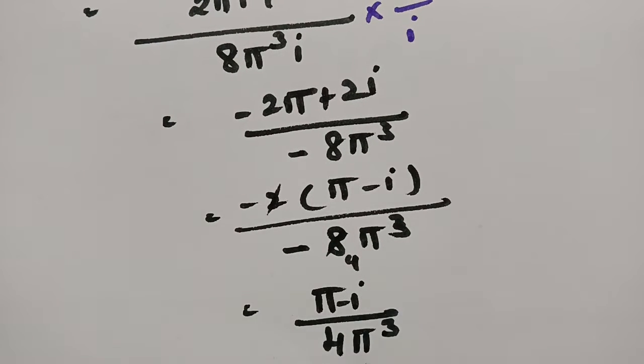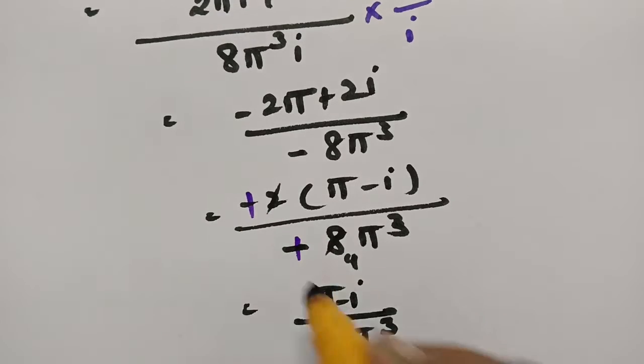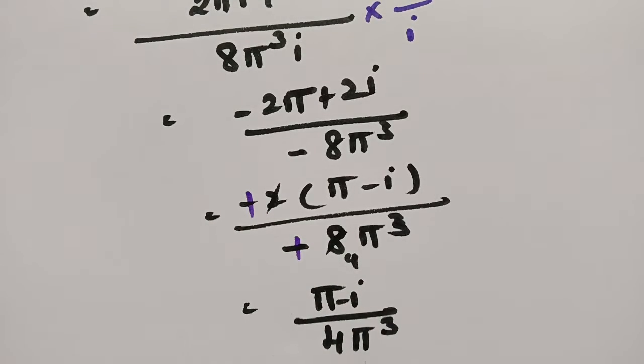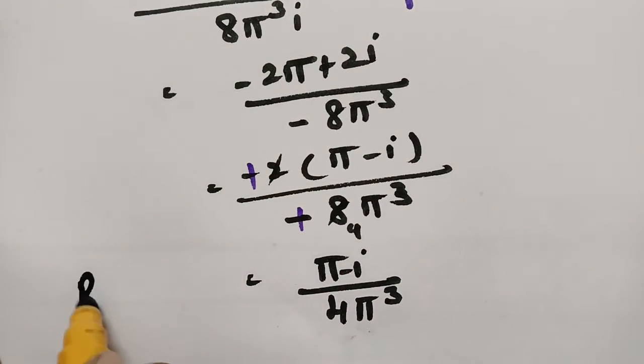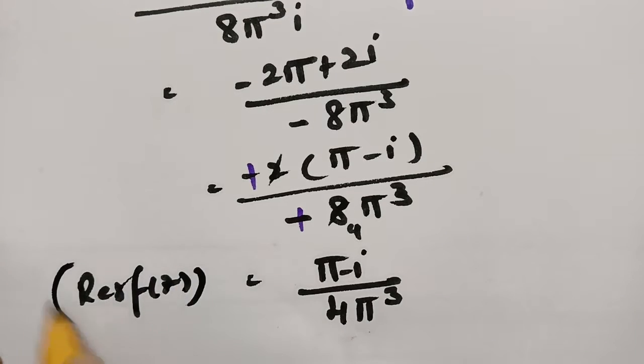So even if I cancel this one, minus minus, then (pi minus I) by 4 pi cube. This is the residue value of f of z at the point z is equal to minus pi I.